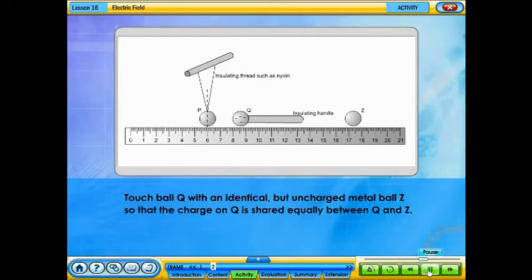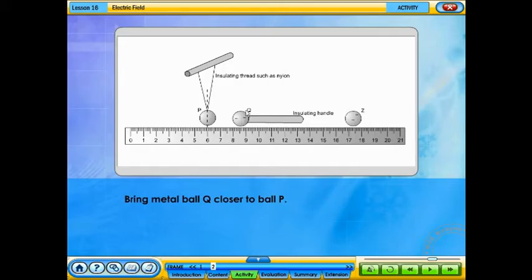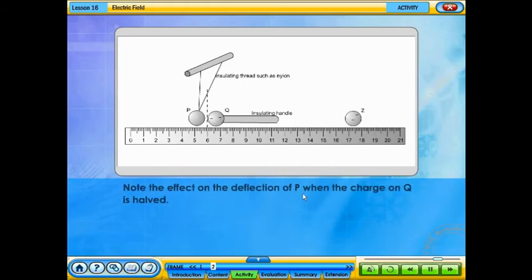Touch ball Q with an identical but uncharged metal ball Z, so that the charge on Q is shared equally between Q and Z. Bring metal ball Q closer to ball P. Note the effect on the deflection of P when the charge on Q is halved.